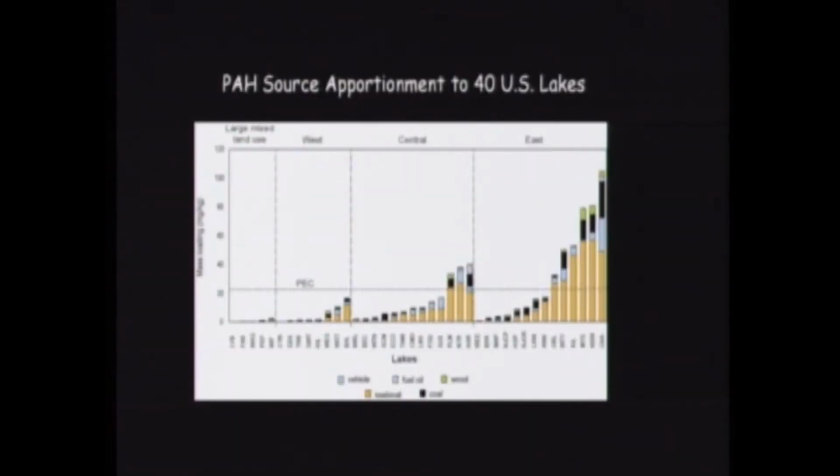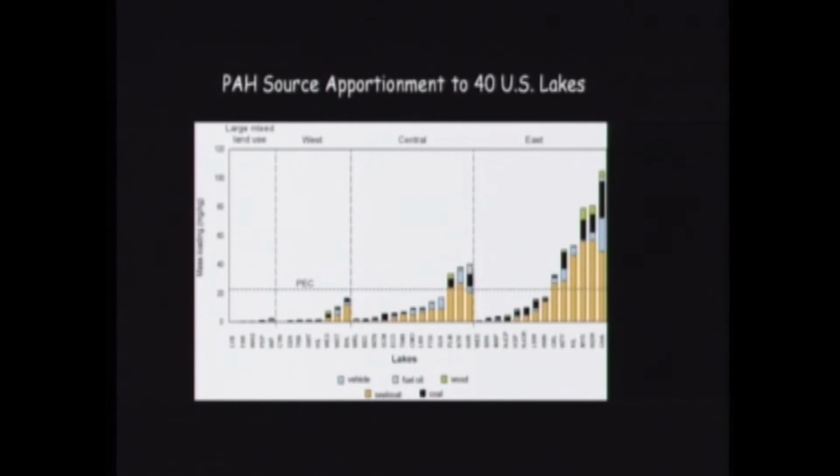So here's a summary of the results. These are the average of the 4 best models. What are we looking at here? Across the bottom, we're looking at 40 lakes. And we've divided those into 3 geographic areas: west of the Continental Divide, the central U.S., and the eastern U.S. That's 35 of the lakes.